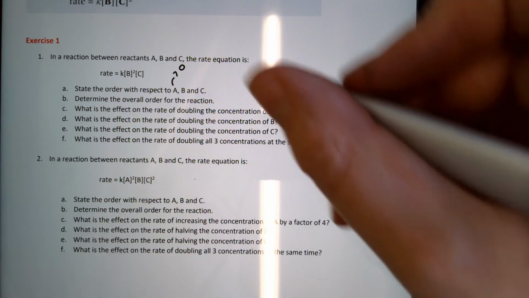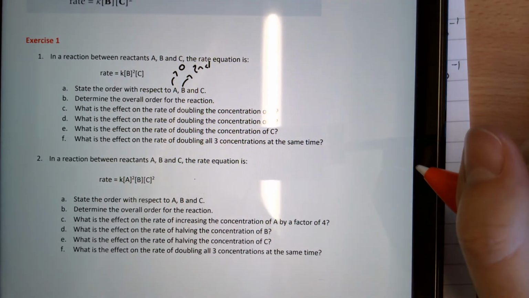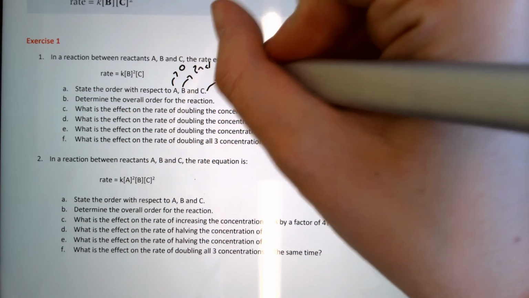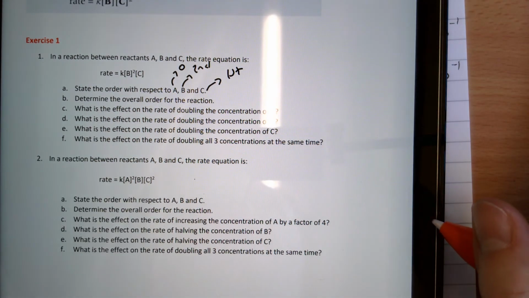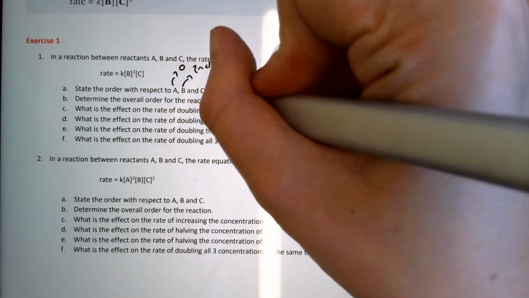What's the order with respect to B? Well, B is raised to the power of 2, and that tells me it's second order with respect to B. What's it with respect to C? It's first order because it's just to the power of 1. Determine the overall order. I've got 0 plus 2 plus 1. The overall order is 3.